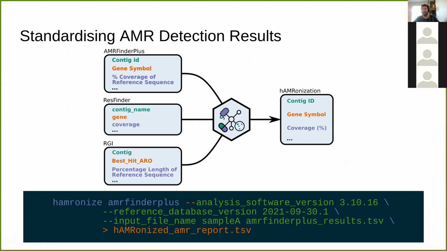Okay, you've got your AMR genes, you've got your assembly, you've got your reads, you've gone through those 3 steps. How do we standardize the AMR gene detection? So how do we compare, say, if we want to try a few different AMR tools? And the problem is AMRFinderPlus, for example, has contig ID, gene symbol, percentage coverage, or reference sequence. On the other hand, ResFinder has the same information often, a lot of overlapping information, but in ResFinder it's called contig name, gene, coverage. Similarly with RGI: contig, best ARO, percentage length of reference sequence.